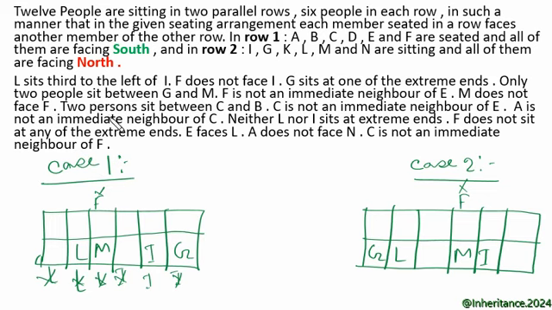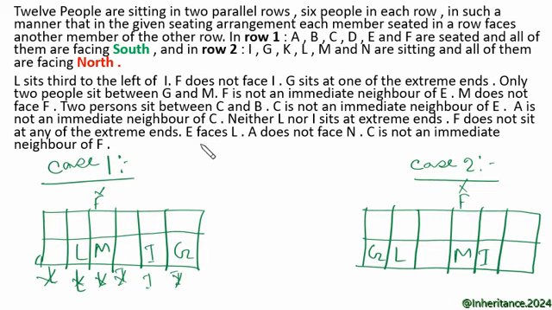Now see the other cases. Two persons sit between C and B. We don't know where is C, where is B. C is not an immediate neighbor of E. We don't know where is E. E is not an immediate neighbor of C. We don't know where is A or C. Neither L nor I sits at extreme ends. Okay, done. F does not sit at any of the extreme ends.